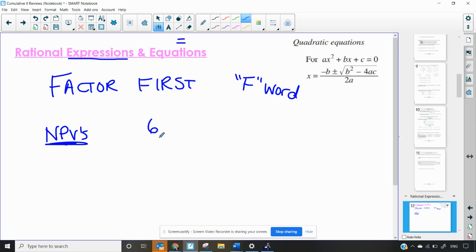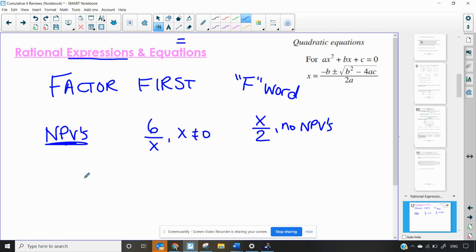that means we have to consider values that would make an expression non-permissible, or undefined. So for example, if I had 6 divided by x, x can't be 0 because that would make our expression undefined. Now I did say there always has to be an x in the denominator. That's not totally true. X over 2 is also a rational expression. It's just that in this case, there would be no NPVs. So we wouldn't have to worry about NPVs for that one.